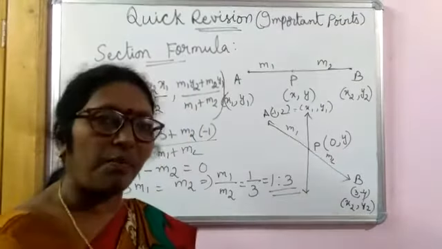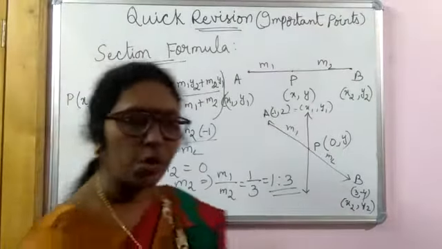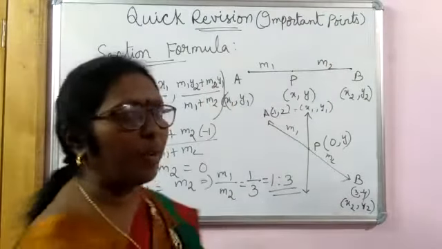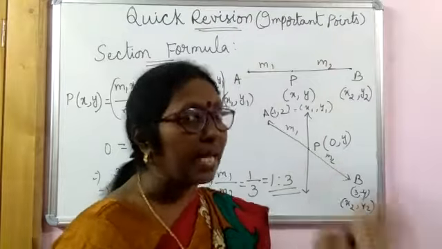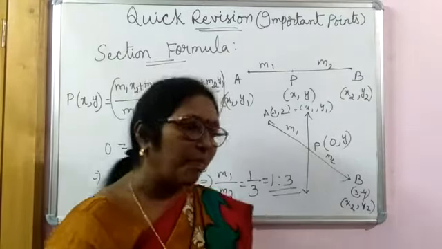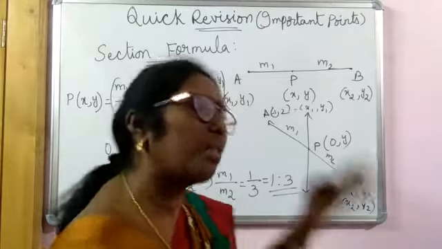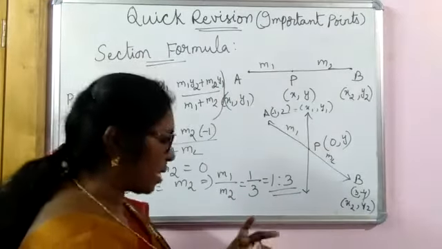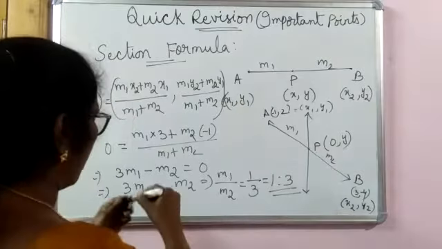You got the ratio? So like this, different questions you are going to get; try to understand the main formula. Sometimes it will be given that the line intersects the x-axis at this point, then the y coordinate will be 0. If the line intersects the y-axis, then the x coordinate will be 0. Okay? So this is your section formula.